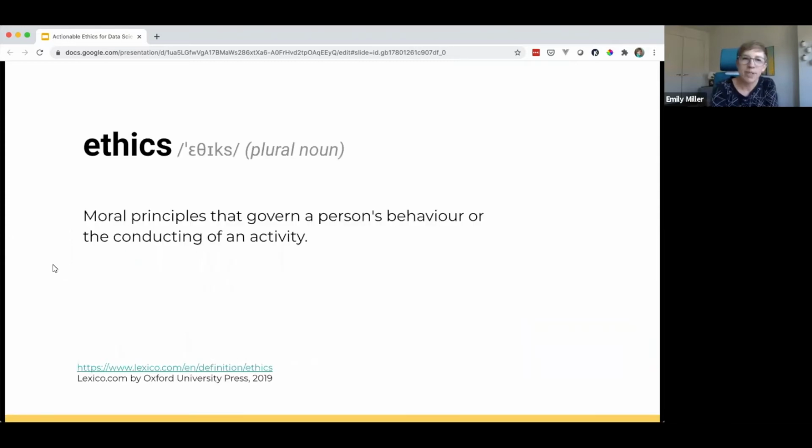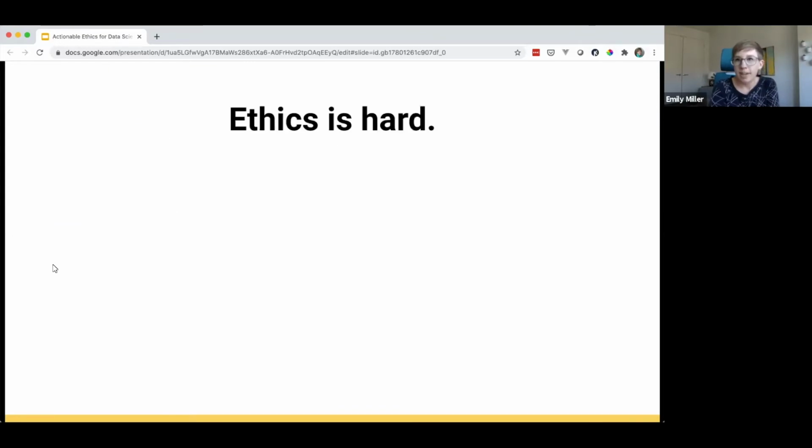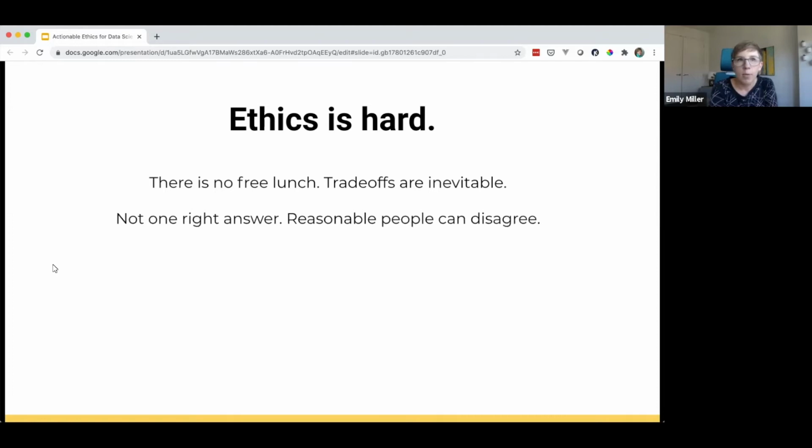So let's dig in. We'll start with ethics, just a straight definition. We're not going to go too far into philosophy today. We're just going to take the dictionary definition that defines ethics as the moral principles that govern a person's behavior or the conducting of an activity. When we think about ethics, we need to remember that ethics is hard. There are trade-offs that are just inevitable. As economists like to say, there is no free lunch. It's important to remember that there's not one right answer here, and that we can expect reasonable people to disagree on the course of action.